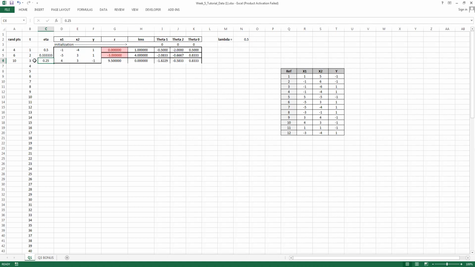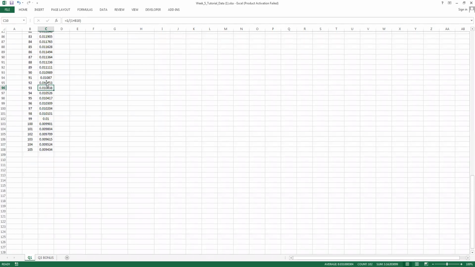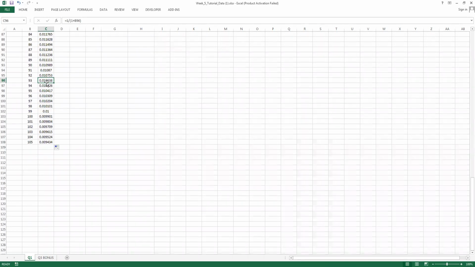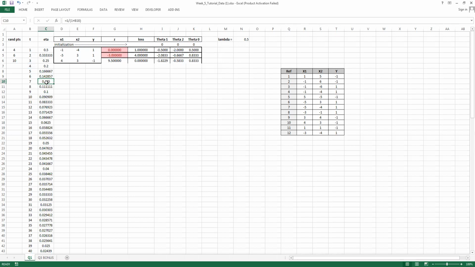Anyway, eta is based on a formula. Remember, eta's job is just to shrink. Eta just has to shrink over time slowly. So eta is going to be 1 divided by brackets 1 plus t. That's all eta is going to be. And like I said, it just has to shrink. So we can see it's shrinking towards 0, never actually reaching 0. That's what eta is supposed to do.